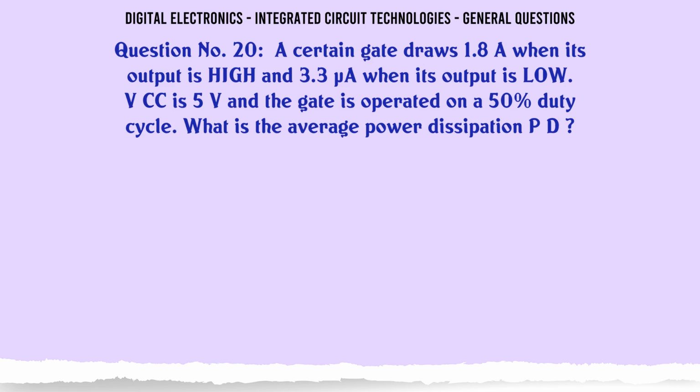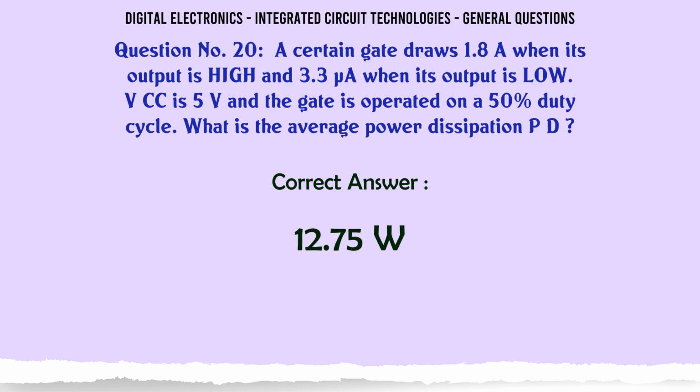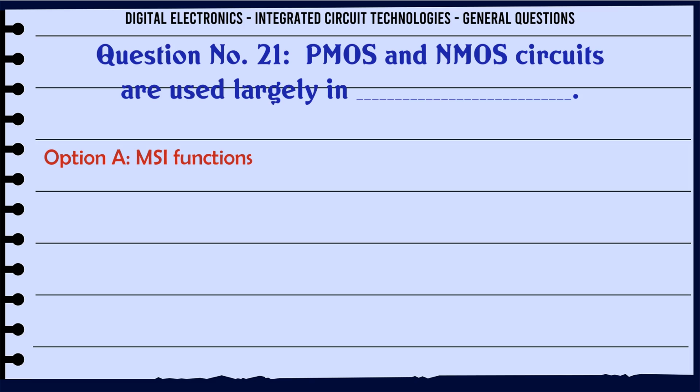A certain gate draws 1.8 mA when its output is high and 3.3 mA when its output is low. VCC is 5V and the gate is operated on a 50% duty cycle. What is the average power dissipation PD? A, 2.55 watts. B, 1.27 watts. C, 12.75 watts. D, 5 watts. The correct answer is 12.75 watts.